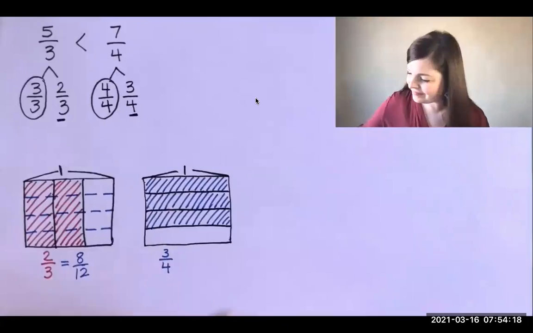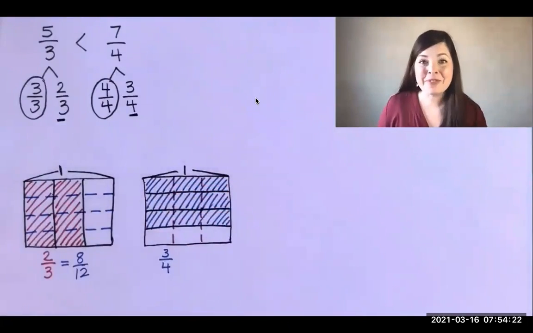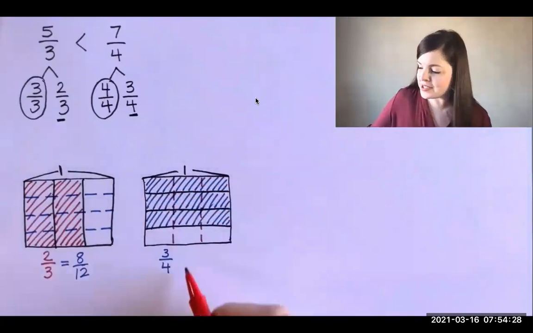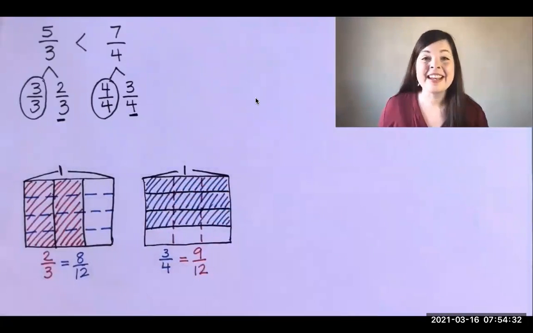Let's do it. Now what fraction can we see is equivalent to 3/4? 3/4 equals 9/12. Now pause the video and rename each fraction as a number of 12ths using multiplication. You can check your work with mine when you get back.